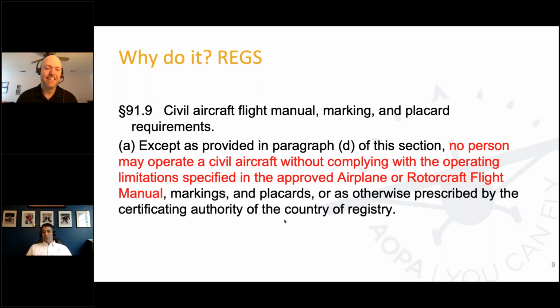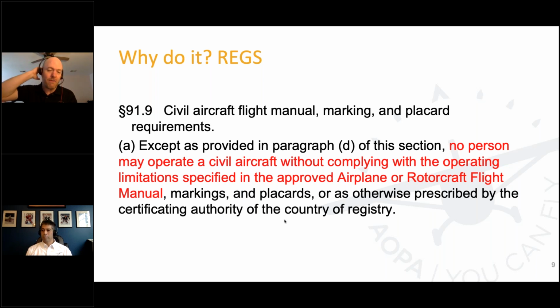All right, so why do we do it? Why do we do regs? Right here you've got the basic idea, and it's going to answer the question of whether you are required. While except as provided, there is 91.103, I think, that says all available information, but it doesn't specifically require weight and balance. But here it says no person may operate a civil aircraft without complying with the operating limitations in the AFM or the POH. Of course, weight and balance is in there. So it's basically, are you within weight and balance?